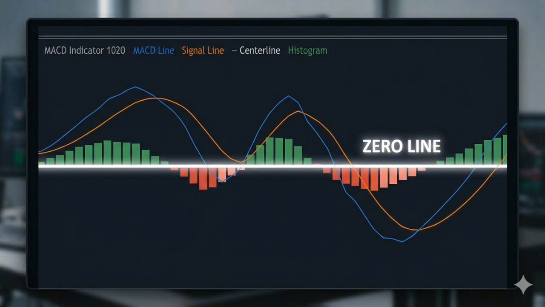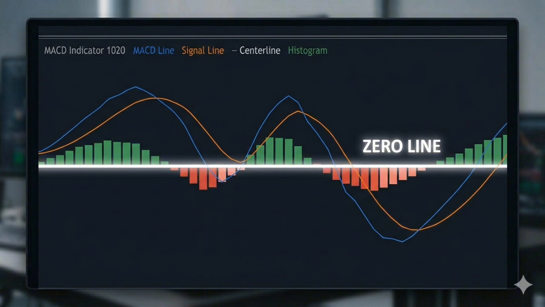However, a word of caution. The MACD is a lagging indicator. Because it's based on past price data, it tells you what is happening or has just happened. In choppy or sideways markets, the MACD can give whipsaws, false signals where the lines cross back and forth frequently.